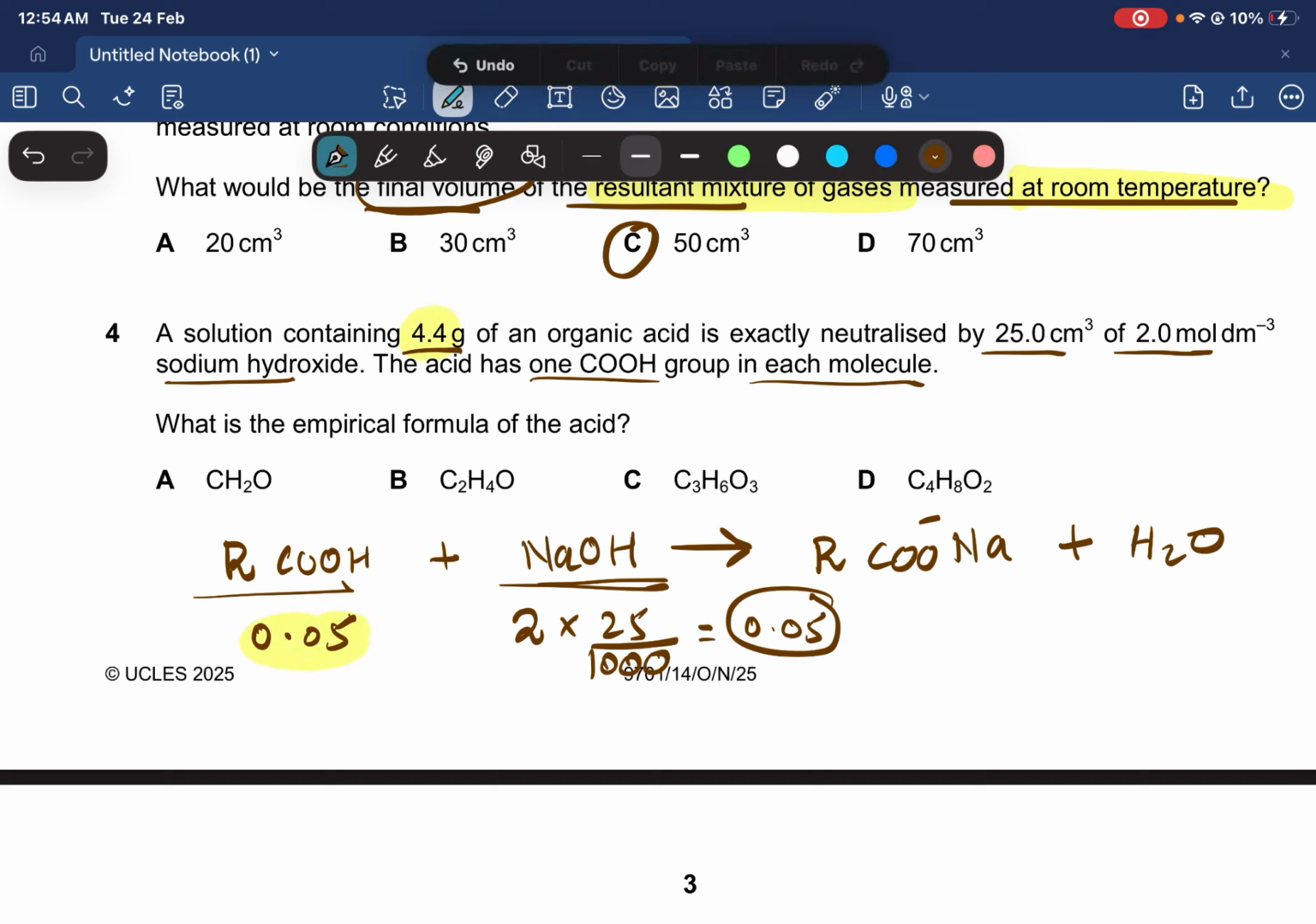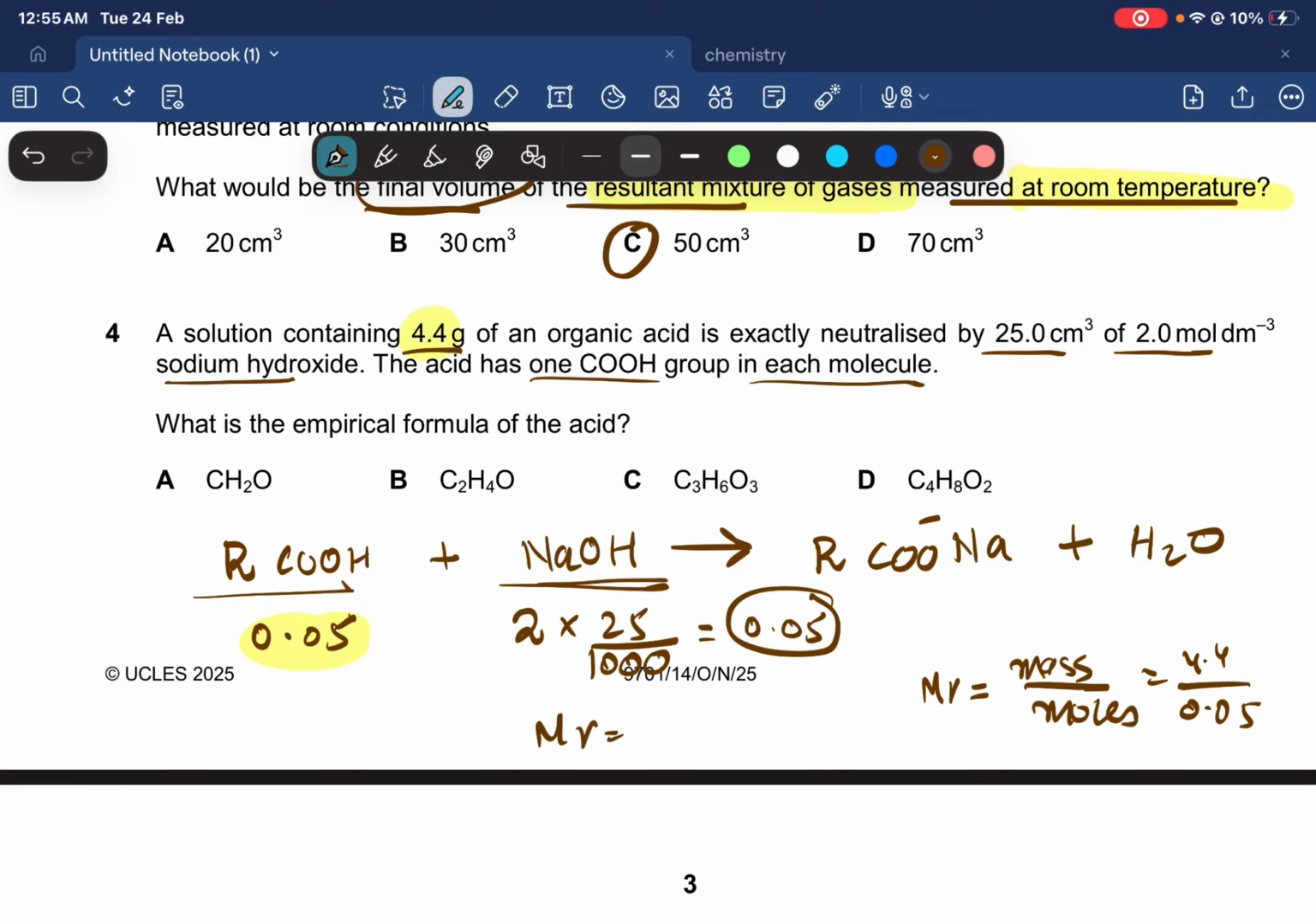How do I figure out the MR? MR equals mass divided by moles. Mass is 4.4, moles is 0.05. My MR comes out to be 4.4 divided by 0.05. It's 88.